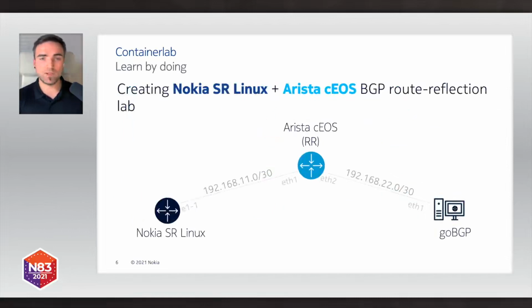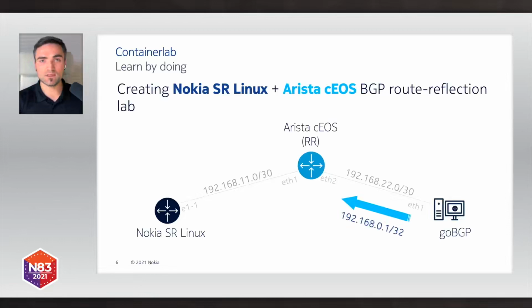We prepared a simple lab for you here, which is a multi-vendor lab that consists of 3 nodes. On the right-hand side, you see the GoBGP Linux container that will act as the route injector. In the center of the drawing, you see the Arista cEOS, again a containerized network operating system, that acts as a route reflector. And on the left-hand side, we have the Nokia SR Linux, again a containerized network operating system that will receive the route. The timeline of events will happen like this.